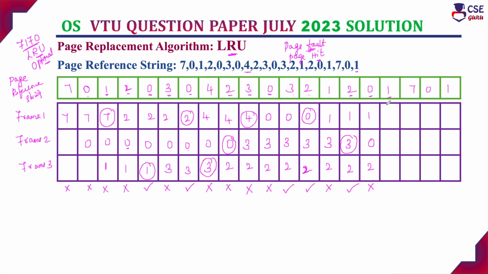Next reference string is 1. 1 is available in frame number 1. So no need of any replacement. It is 1, 0, 2. This is a page hit.